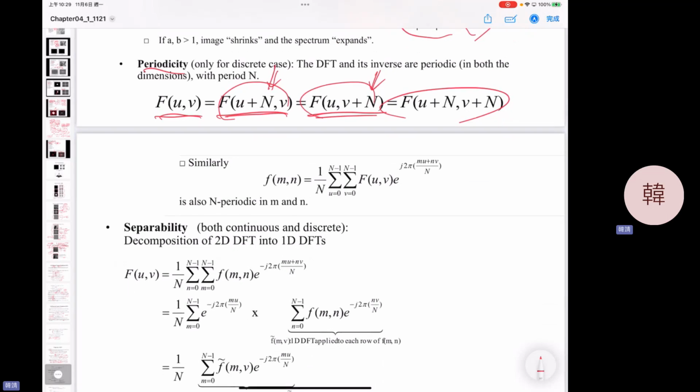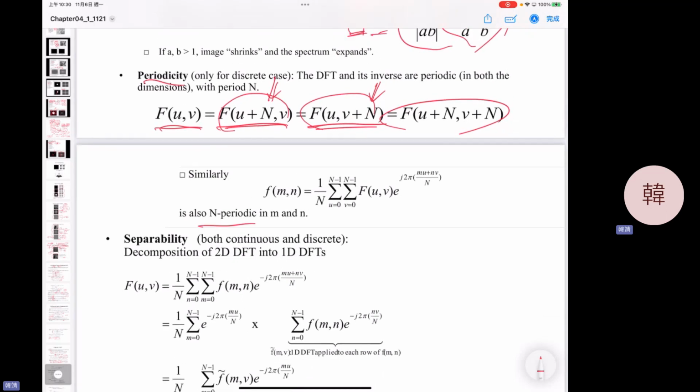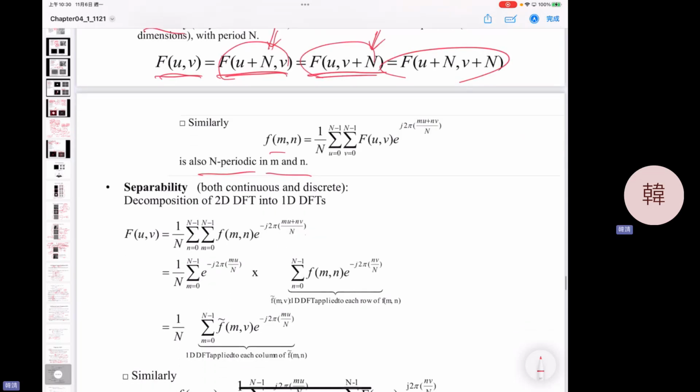Okay, similarity is the same. If you have some repeat, N-periodic in M and N, so it's similar. Okay, separability of the Fourier transform: for continuous and discrete signals they can apply. Okay, what's that? Separability.